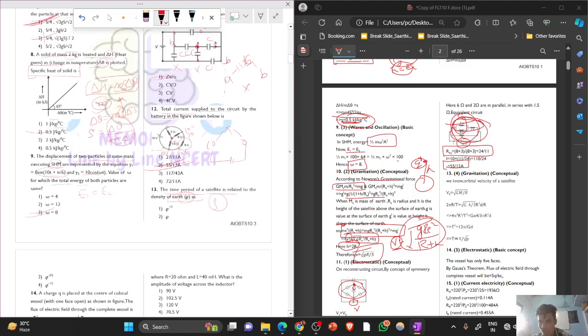Now looking at the solution, the orbital velocity will be simply 2 pi r by T. From here you get the time period. And the time period in terms of density comes out to be proportional to 1 by root under density, that is, density to the power minus 1 by 2.